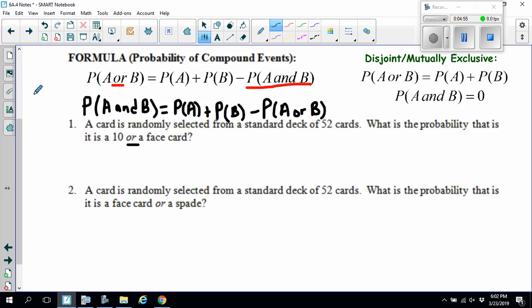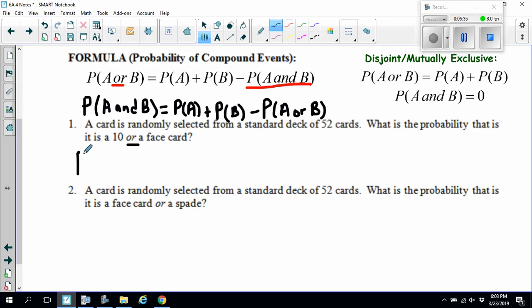Now with these problems, you will have to ask yourself, do they have something in common? Basically, are they compound events? If not, then they might be disjoint events. So let's think about this. We have a 10 and a face card. We have to think, can a 10 also be a face card and vice versa? Well, no, they can't. A 10 is a different type of card than any of the face cards. So in this case, this is not a compound event, but a disjoint event. And since this is an OR type of problem, all we have to do is calculate the probability of A plus the probability of B, and then that'll be our answer.